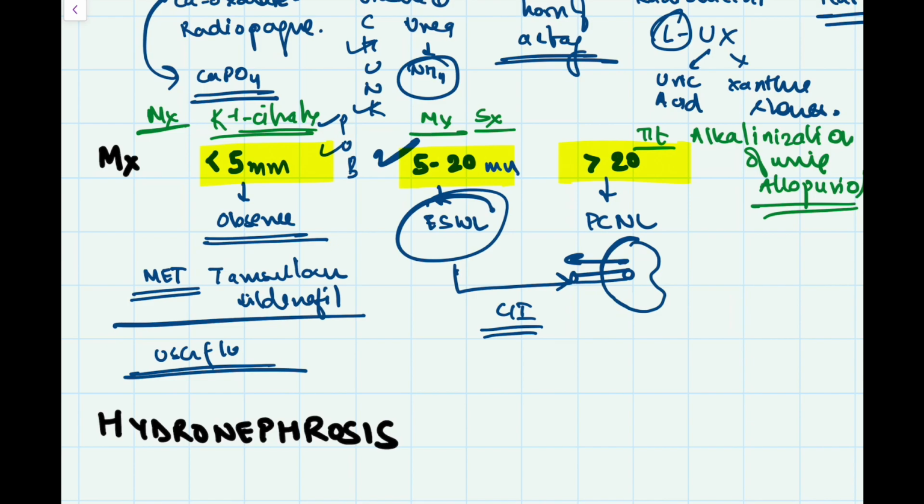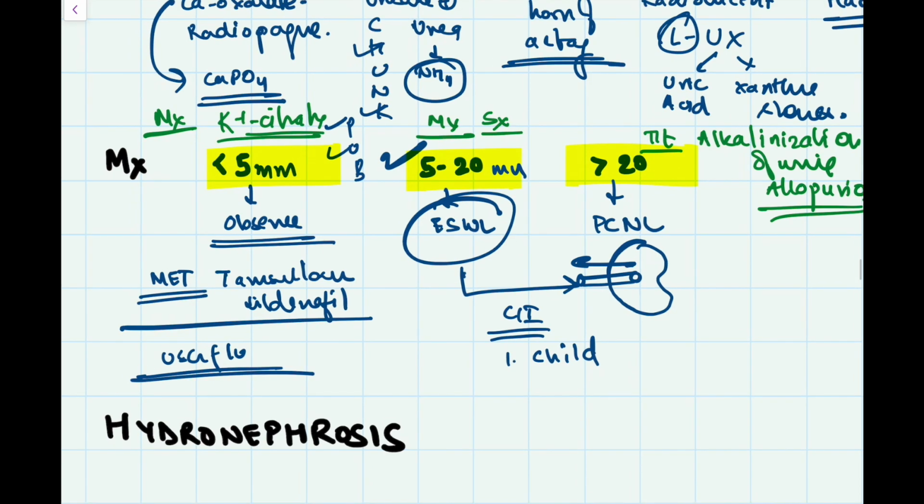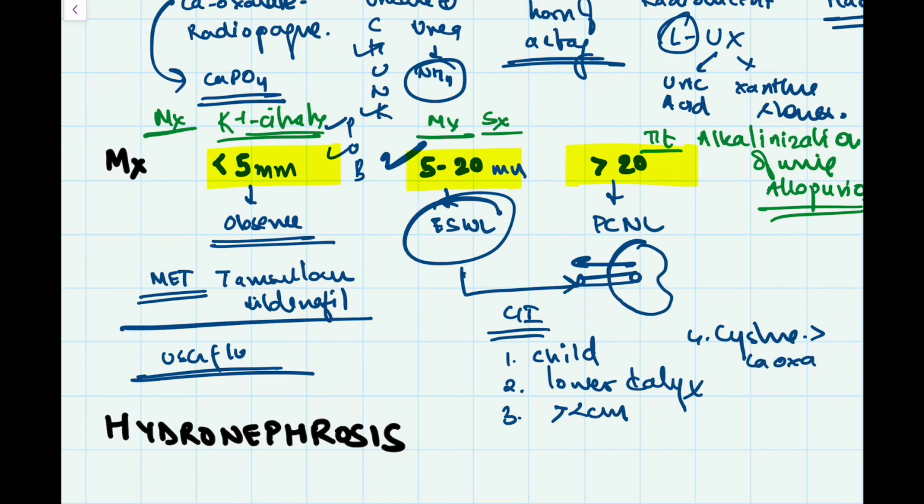So what are the conditions where ESWL is contraindicated? First, if the patient is a child. Second, the stone is present in the lower calyx. Third, for stones more than 2 cm in size, then for cystine stones and calcium oxalate monohydrate stones, because they are very hard stones and they cannot be broken down by the shock wave. Then if the patient has bleeding tendency. In all these cases PCNL would be preferred.